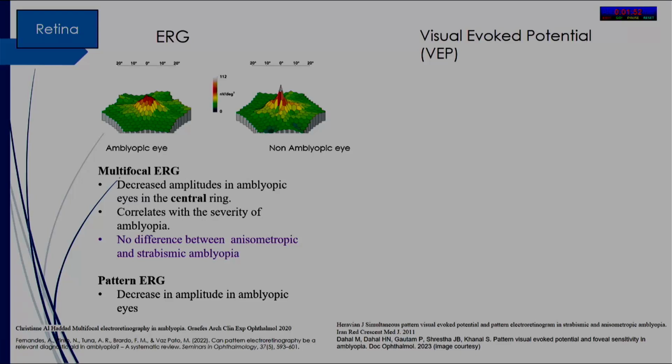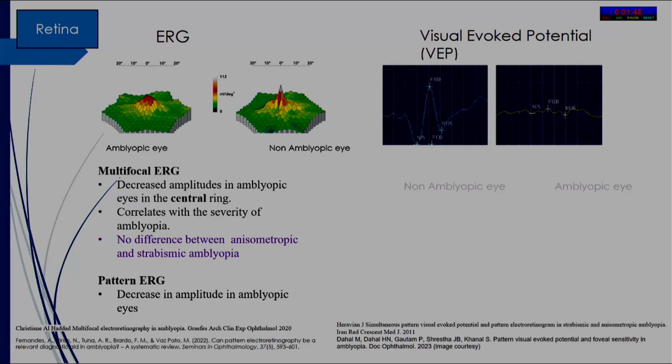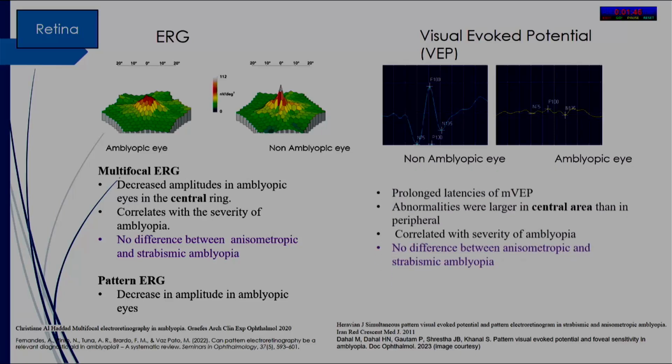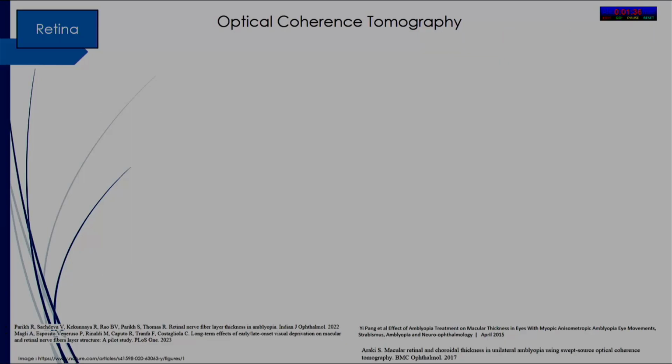Pattern ERG also has shown a decreased amplitude in amblyopic eyes. Coming on to visual evoked potential, there is prolonged latency in amblyopic patients, especially in the central area, which correlated with the severity of amblyopia, and there is no difference between anisometropic and strabismic amblyopia.